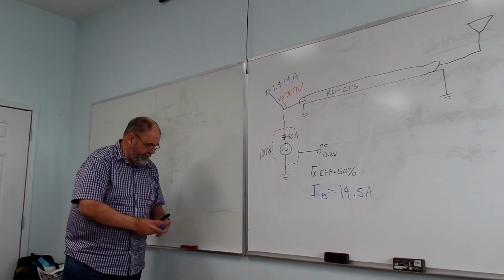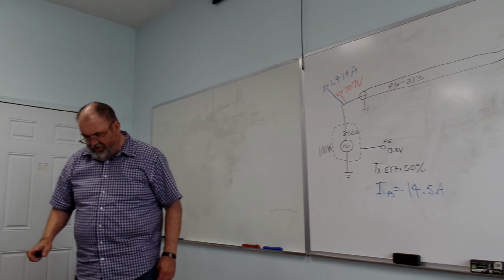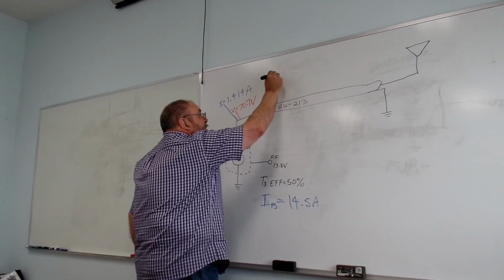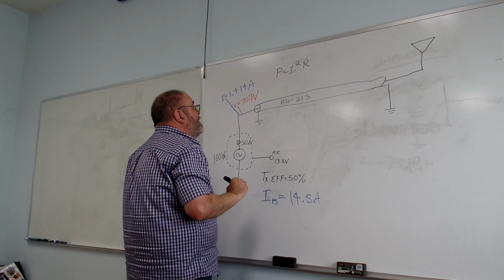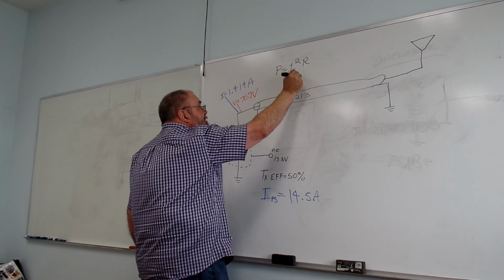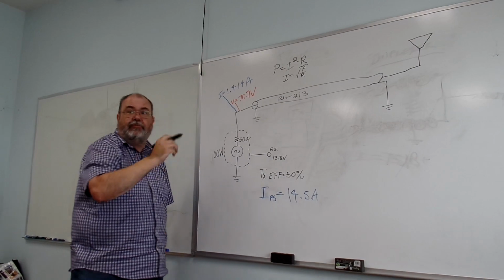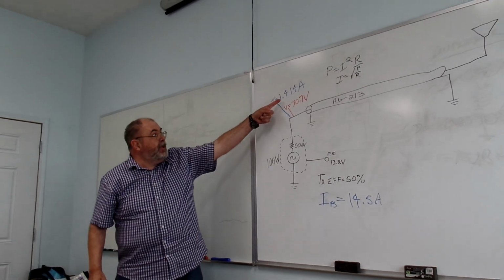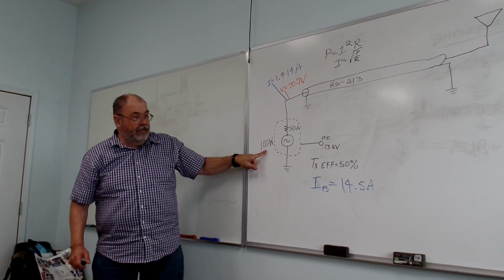Okay, so how did we get those numbers? Power equals I squared times R. So I equals the square root of P over R, which is the square root of 2, which is 1.414. And if you multiply 1.414 by 70.7, you get 100.